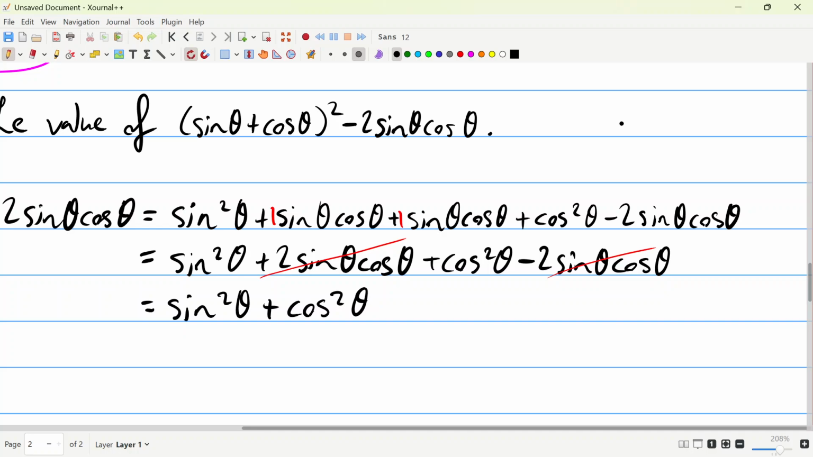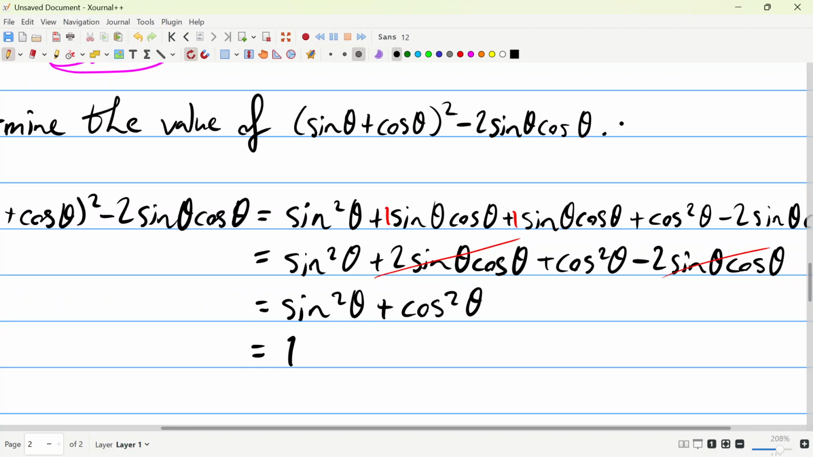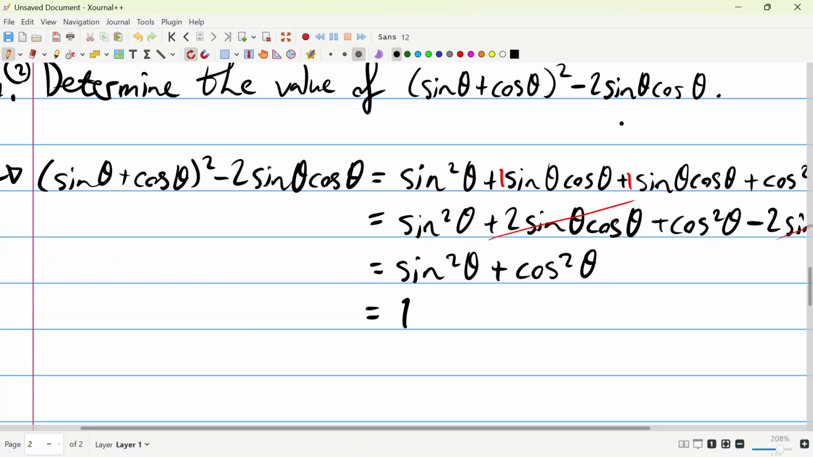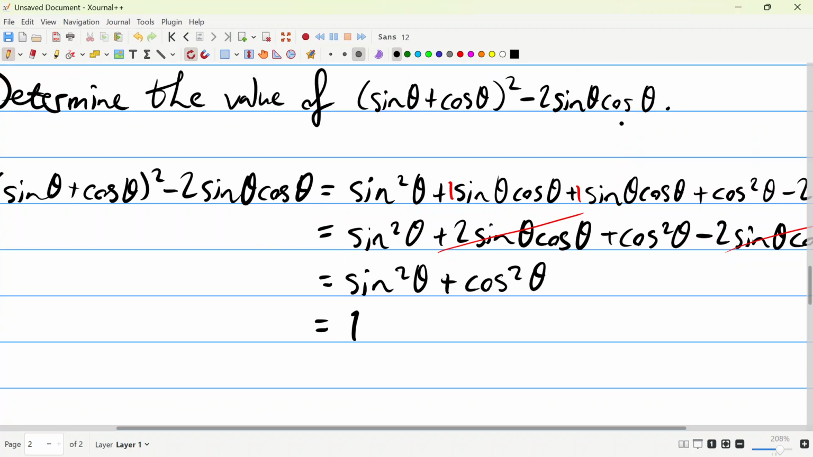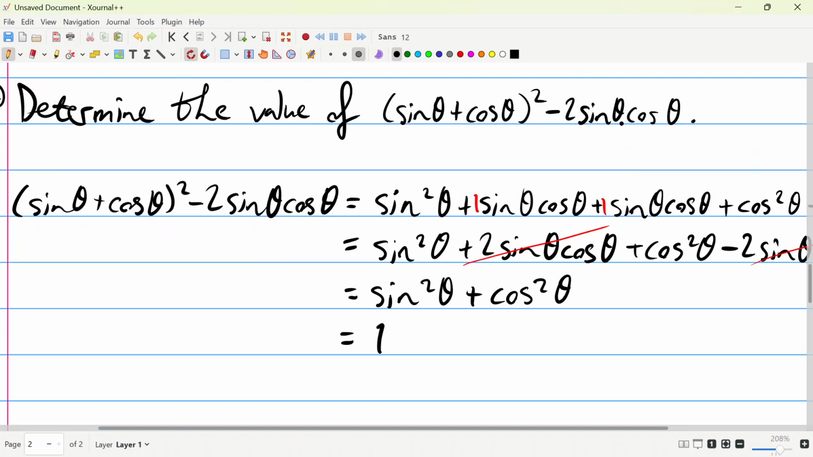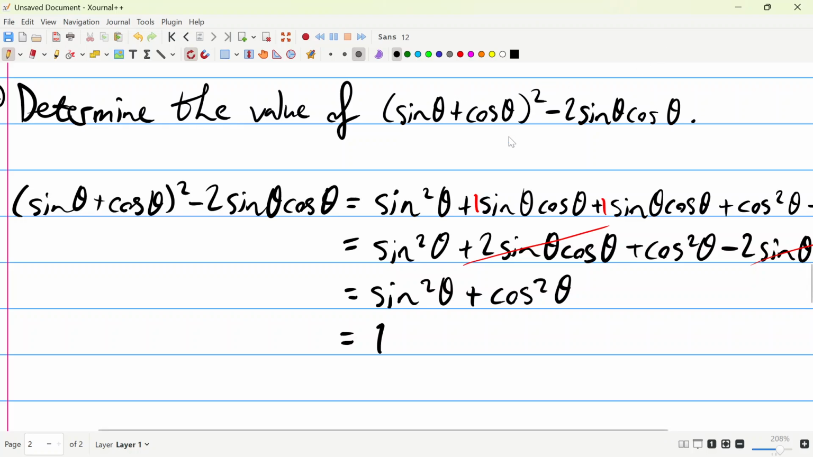Doesn't this look familiar? This is our identity. Sine squared theta plus cos squared theta is just equal to 1. That is our identity that we have, okay? So that is going to be the answer to this type of question where you have to determine the value. So the value of this expression over here is simply 1.